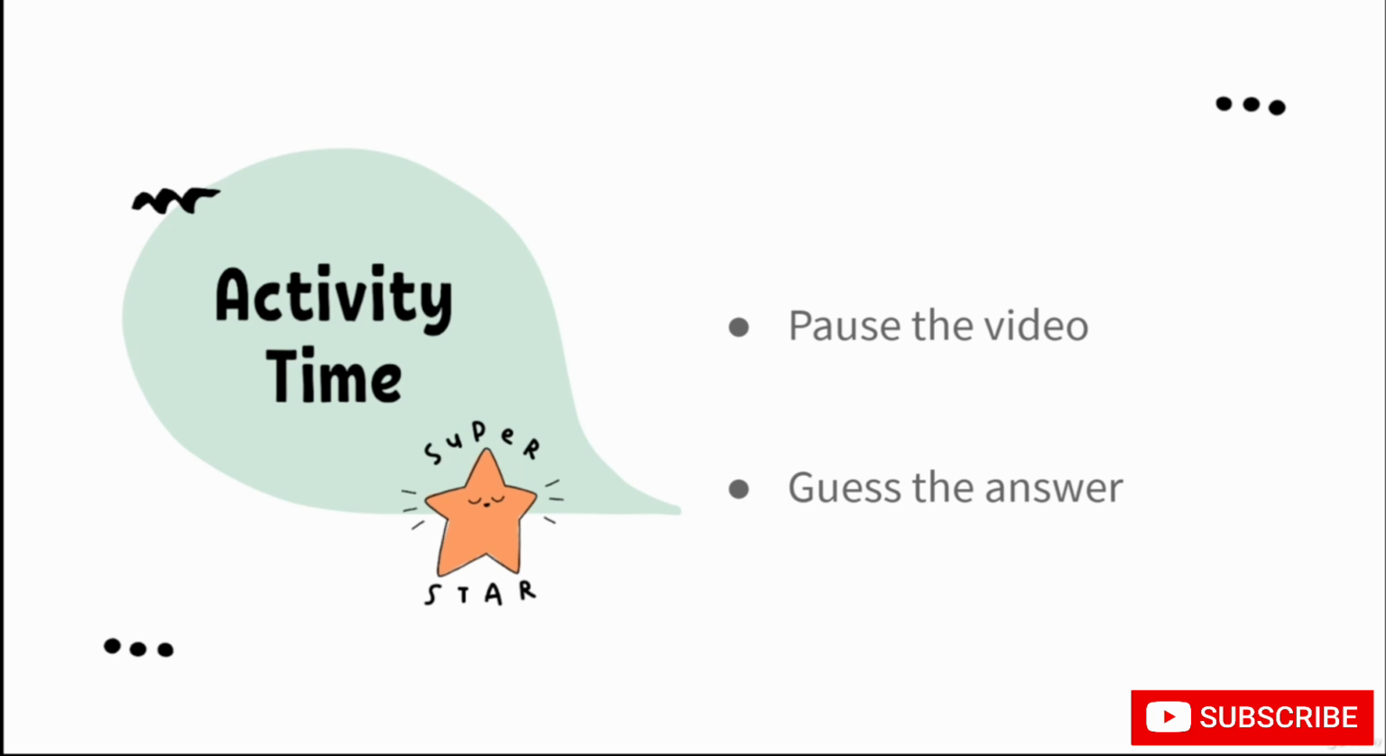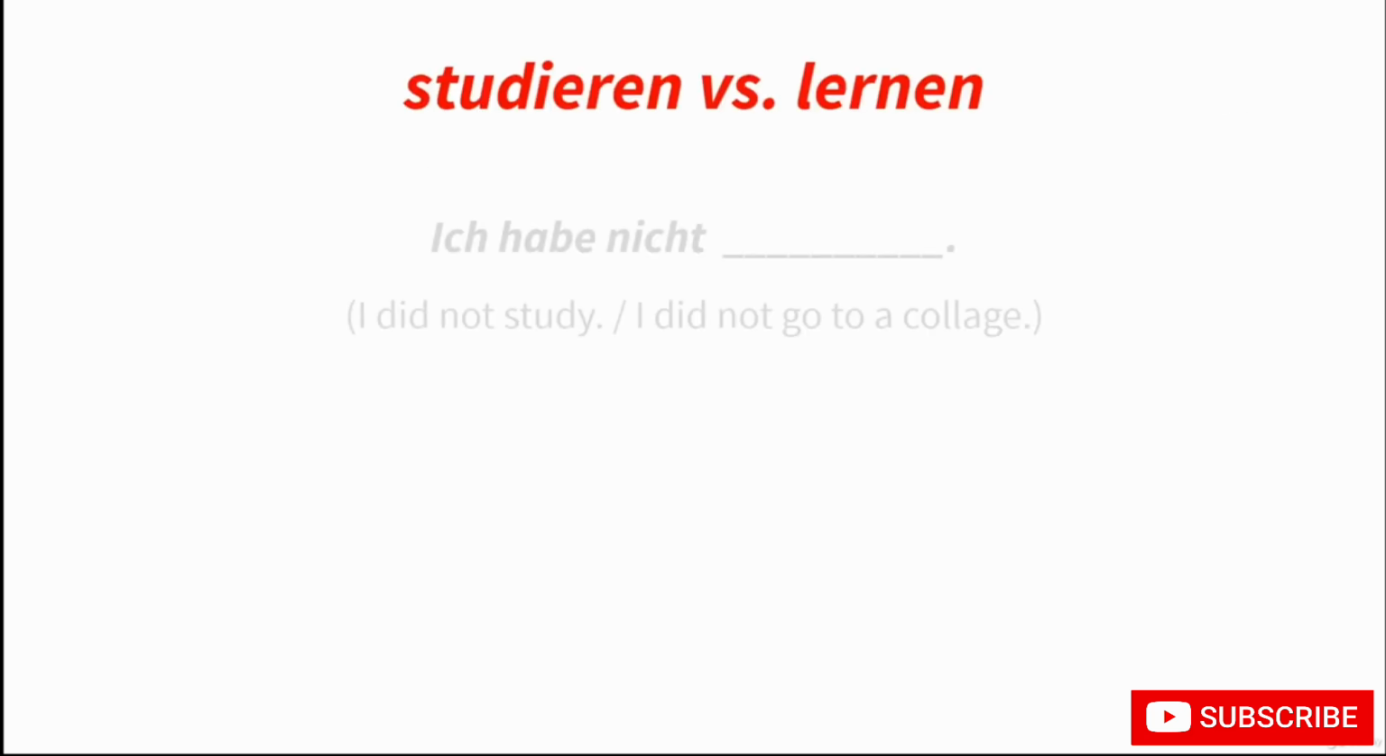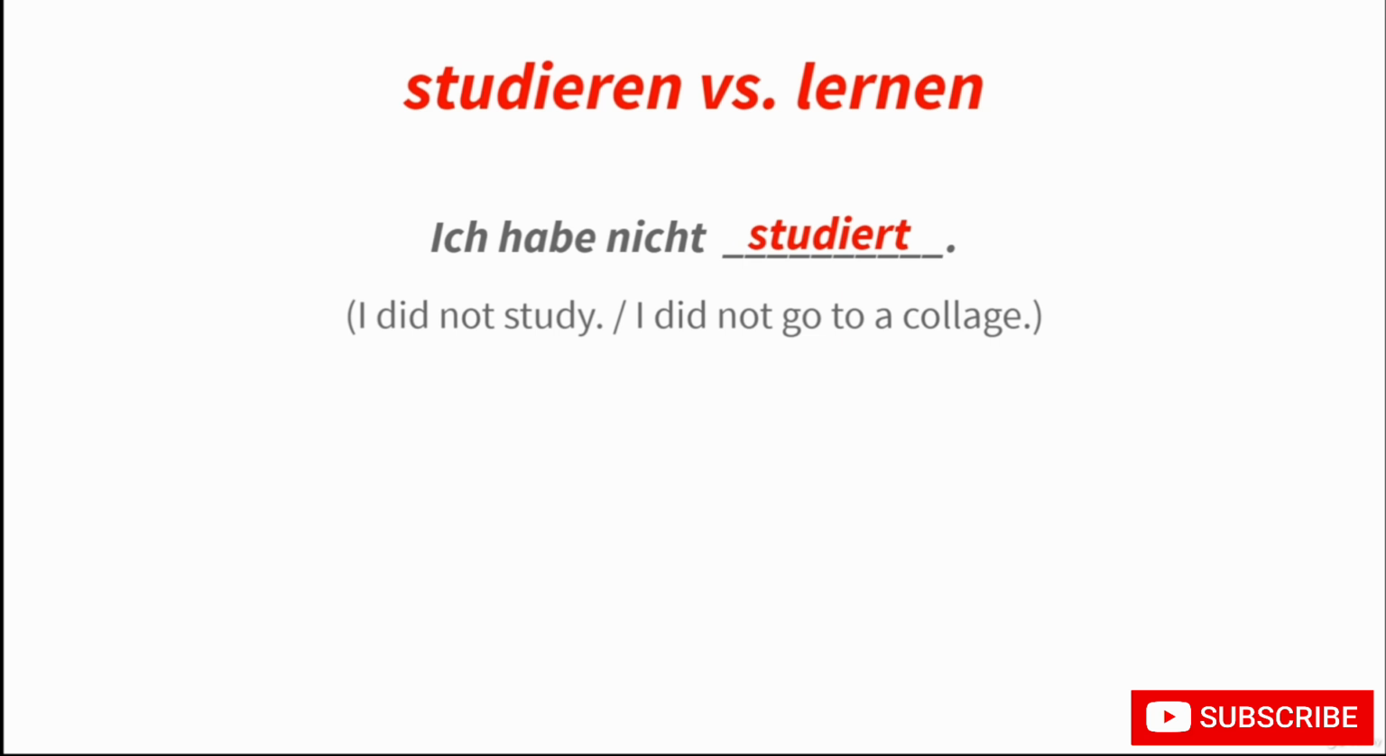Now it's activity time. I want you to pause the video and try to guess the answer. The answer can be studieren or lernen. Let's get started. In English, I did not study or I did not go to a college. What do you think is the answer? Studieren or lernen. It must be studieren. Why? Because it's about going to college, being enrolled at a university. That's why studieren must be used.